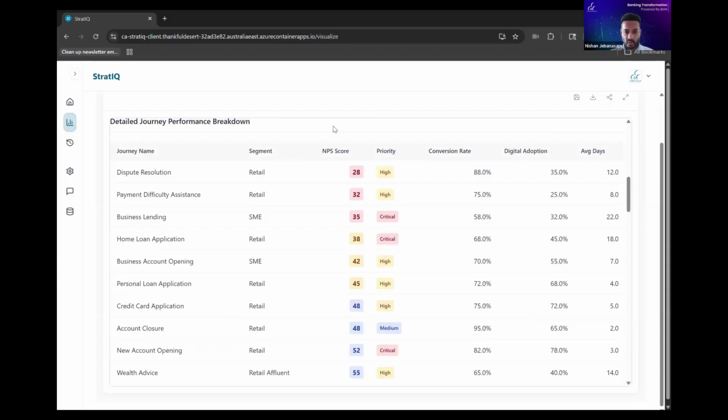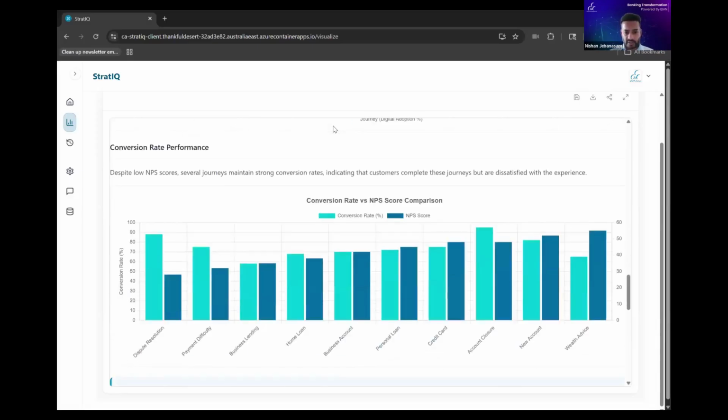This is just getting the data out of your existing enterprise data. So we can see what customer segment these journeys sit in, what their NPS score is. We can see the customer conversion rate. We can see the digital adoption rate. So we can get a breakdown of data, and of course through the chat we can query and ask for more things if we want, right? And there's a raft of other insights that this will provide, right?